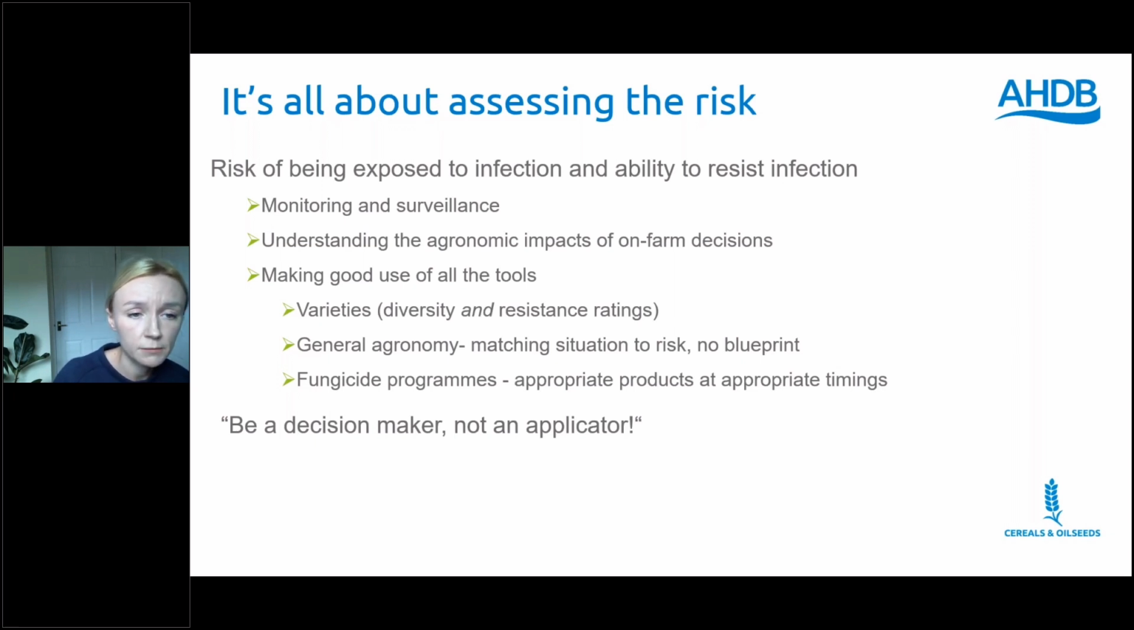So thinking about your varieties, your drilling date, the weather conditions prior, and also the ability to resist that infection. So what's the resistance rating both at the seedling stage and the adult plant stage? That information is available to you, and what the ability to resist infection will look like also has to do with the weather patterns that we're going to see going into the year. So how do you integrate all those things?